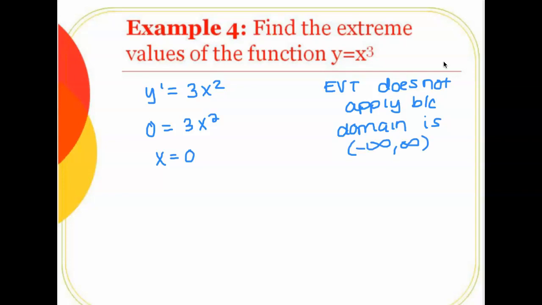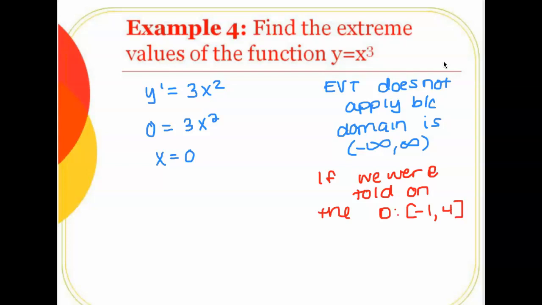If I restricted the domain, let's say -1 to 4, now I could have a totally different outlook, which would tell me that I have a critical point at 0. So this is my critical point and potential extrema.